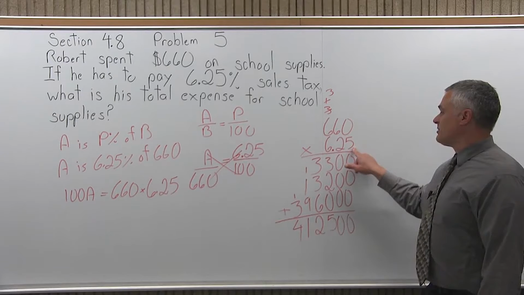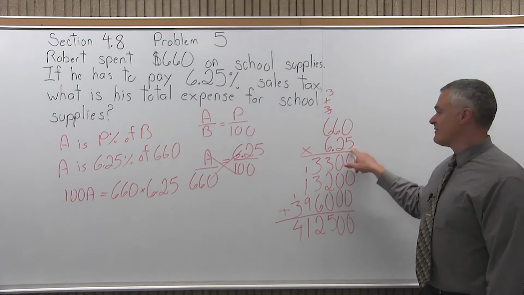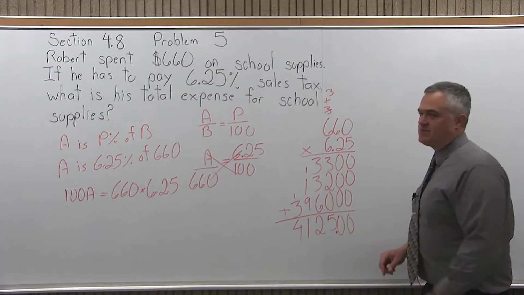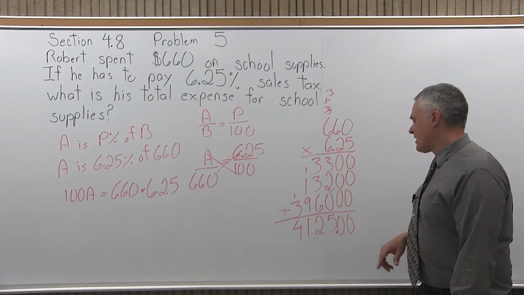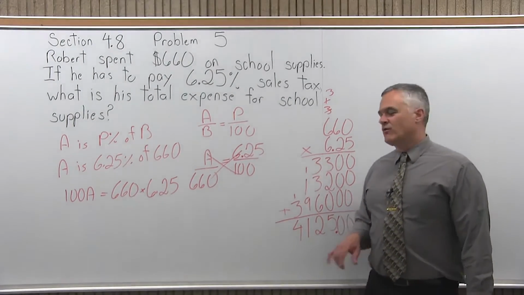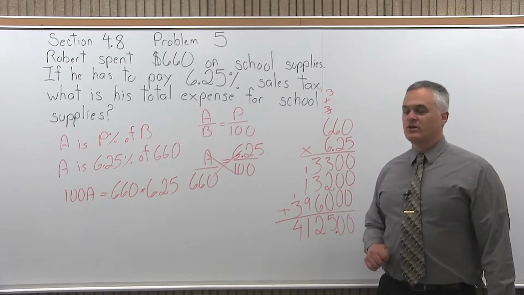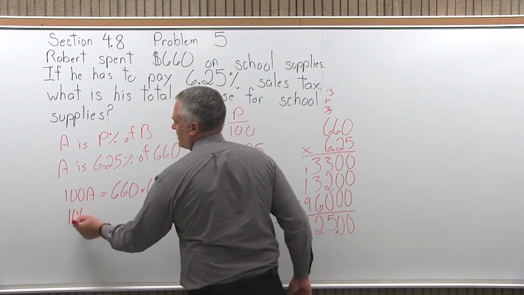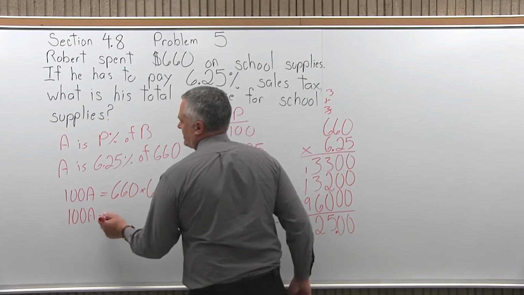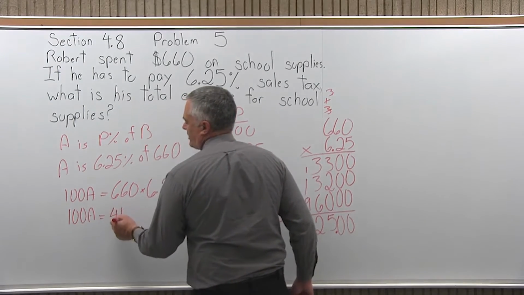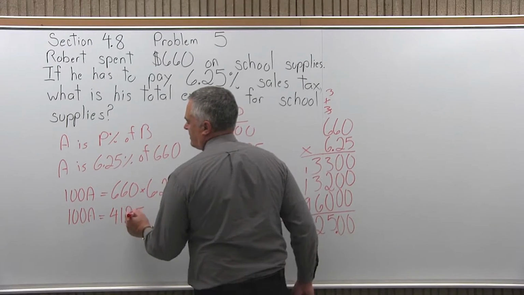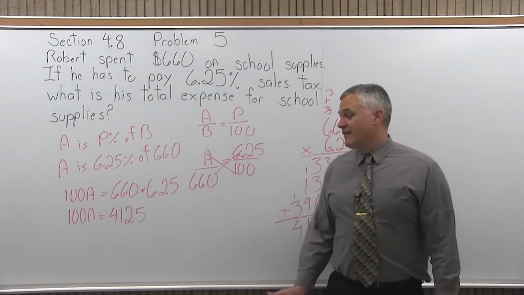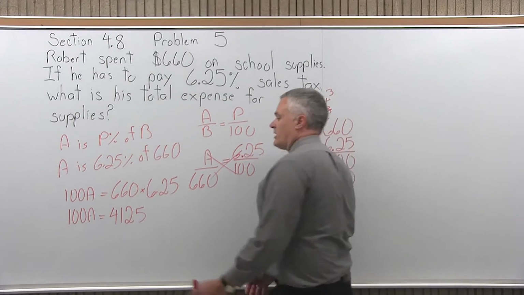But don't forget, in the multiplication question, we had 2 places after the decimal. So in my answer, I have to have 2 places after the decimal. So the 2 zeros here come after the decimal. So I can just call it 4125 or 4,125. So to do that multiplication, on one side of the equation, I have 100A. And on the other side, I have 4,125. Now again, that's not the answer. I have to solve for A, so I need to divide away the 100.